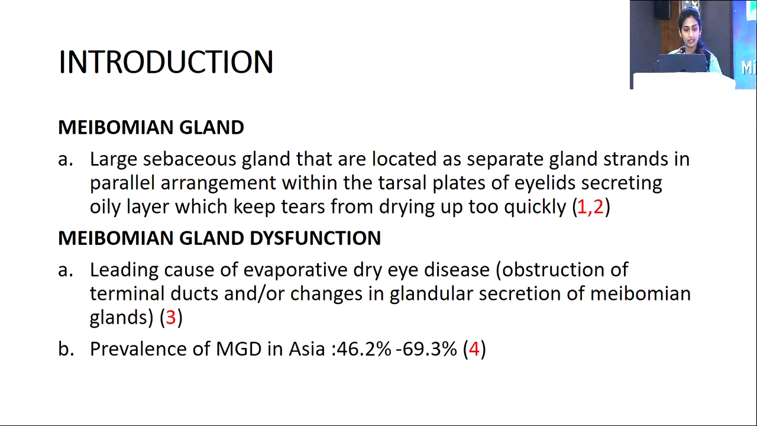Coming to the introduction, meibomian glands are large sebaceous glands that are located as separate gland strands in parallel arrangement within the tarsal plates of the eyelid, secreting an oily layer. This oily layer keeps tears from drying up too quickly. Meibomian gland dysfunction is one of the leading causes of evaporative dry eye, either due to obstruction of terminal glands, changes in glandular secretion, or gland loss. The prevalence of meibomian gland dysfunction in Asia is about 46.2% to 69.3%.